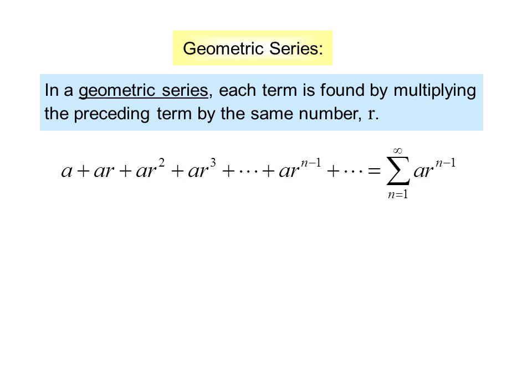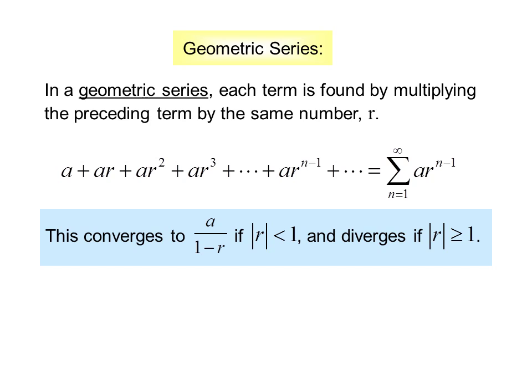Geometric series. In a geometric series, each term is found by multiplying the preceding term by the same number r. We'd have a plus a times r plus a times r squared plus a times r cubed plus, and we keep going. The general term is a times r to the n minus 1. So the sum is the summation from n equals 1 to infinity of a times r to the n minus 1.